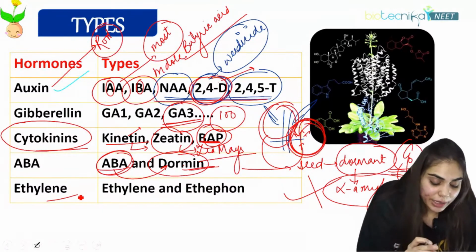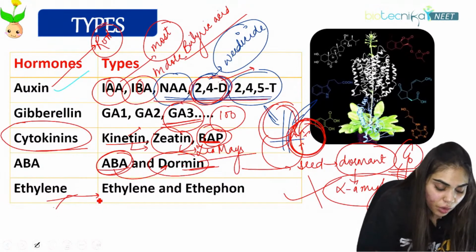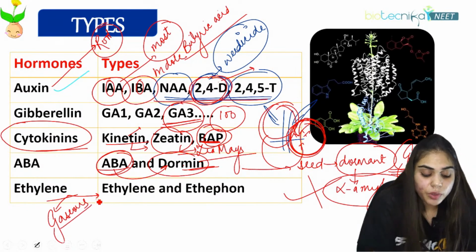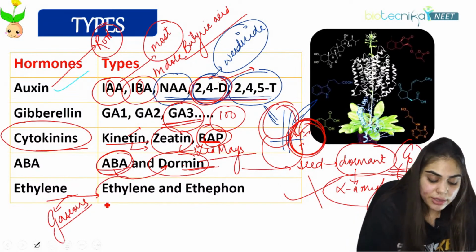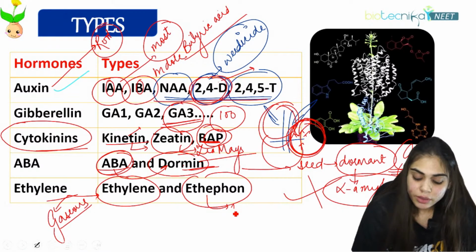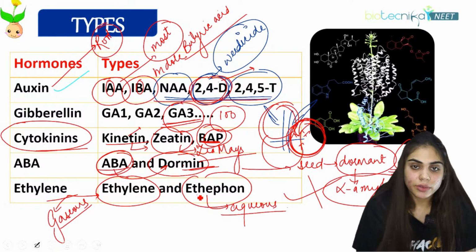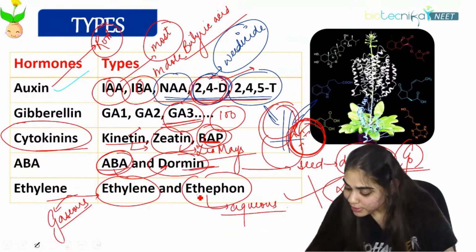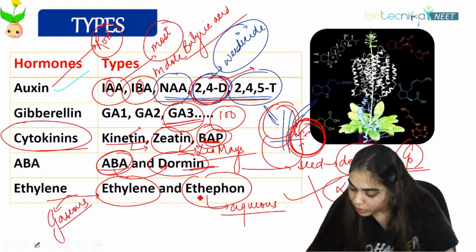Ethylene can be of two types. It can either be a gaseous hormone or an aqueous hormone. If it is a gaseous hormone, it is known as ethylene only. But if it is in the aqueous state, it is called ethephon. So I hope this slide is clear to everyone. Please let me know if this is clear.